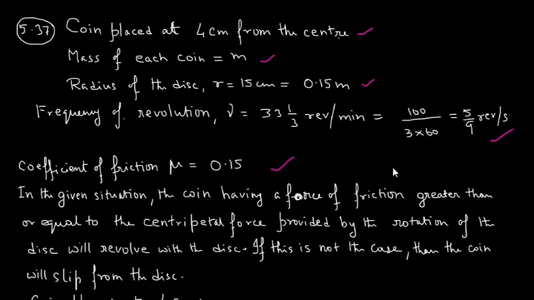0.15. In the given situation, the coin having a force of friction greater than or equal to the centripetal force provided by the rotation of the disk will revolve with the disk. If this is not the case, then the coin will slip from the disk.